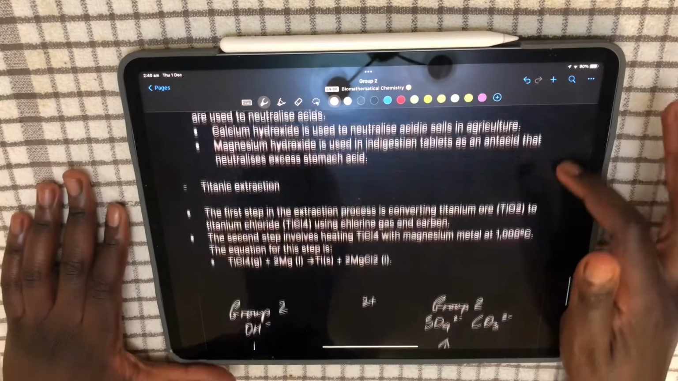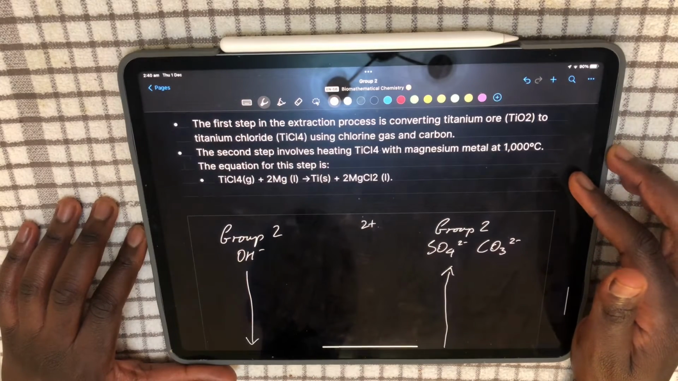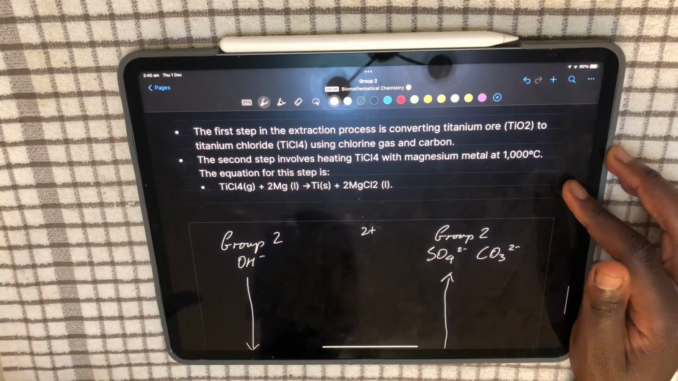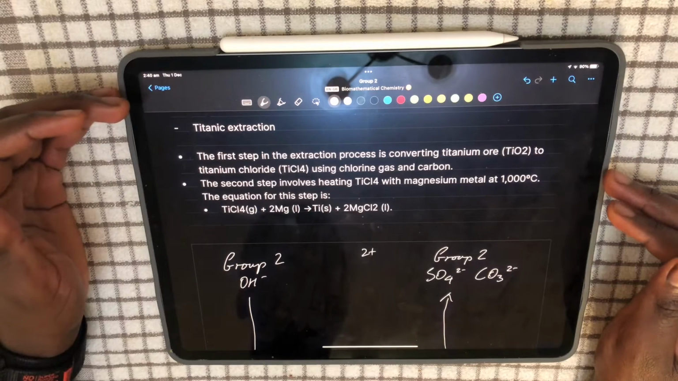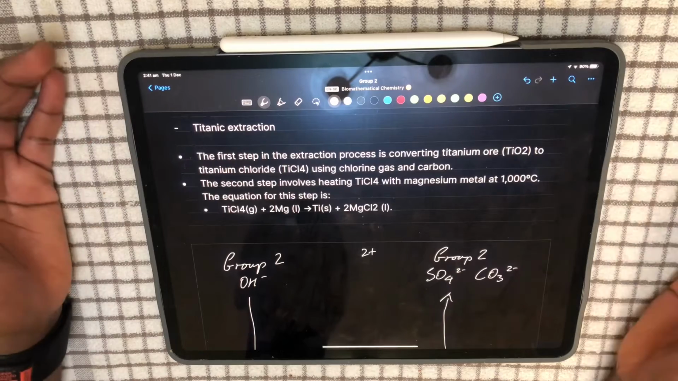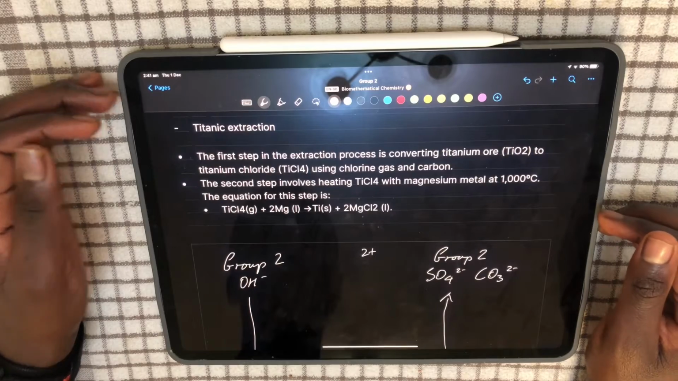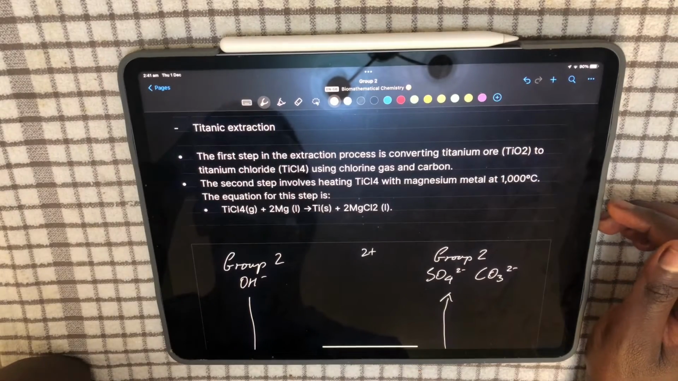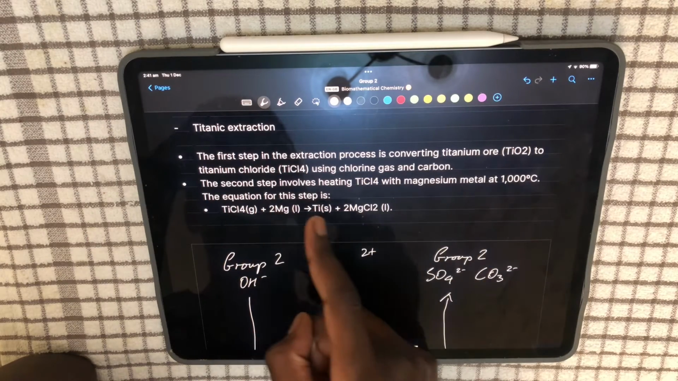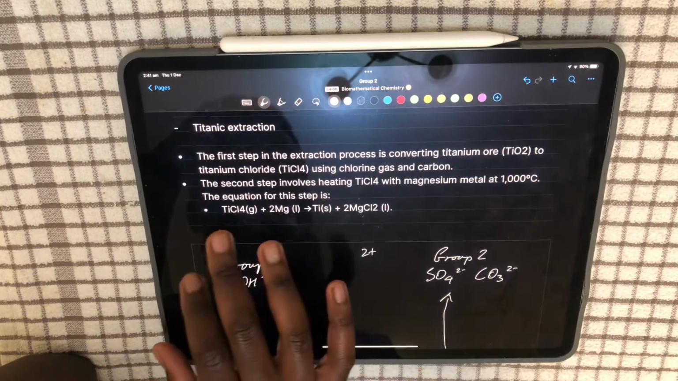So say indigestion tablets. And then the last one is titanium extraction. Now this is one I don't see as much, so be wary of it. In case it comes up, the first step in the extraction process is converting titanium ore to titanium chloride. It's smelting really, right? So converting titanium ore to titanium chloride using chlorine gas and carbon, and the second step involves heating TiCl4 with magnesium metal at 1,000 degrees Celsius. An equation is given here, right?